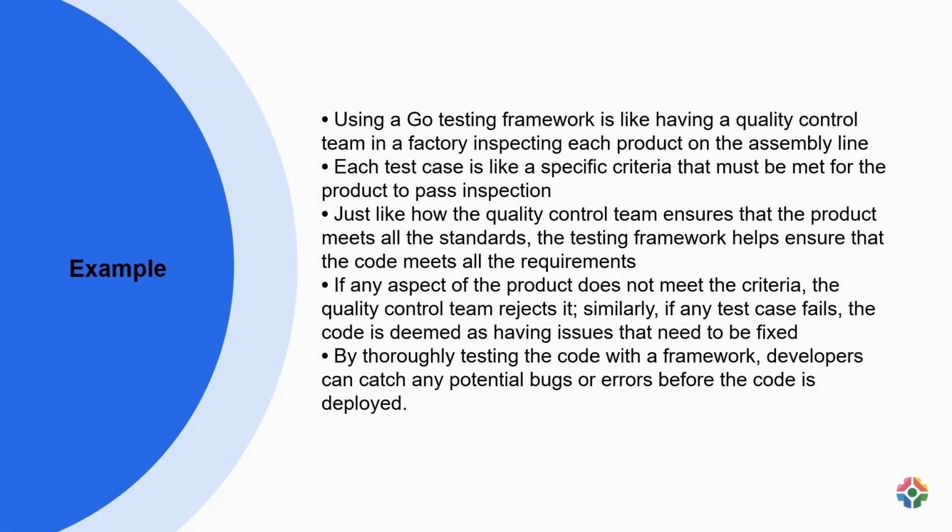Using a Go testing framework is like having a quality control team in a factory inspecting each product on the assembly line. Each test case is like a specific criterion that must be met for the product to pass inspection. Just like how the quality control team ensures that the product meets all the standards, the testing framework helps ensure that the code meets all the requirements. If any aspect of the product does not meet the criteria, the quality control team rejects it. Similarly, if any test case fails, the code is deemed as having issues that need to be fixed. By thoroughly testing the code with a framework, developers can catch any potential bugs or errors before the code is deployed.